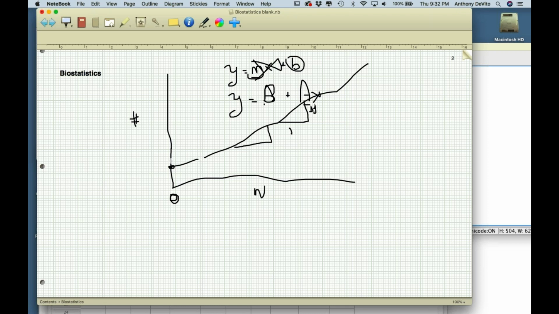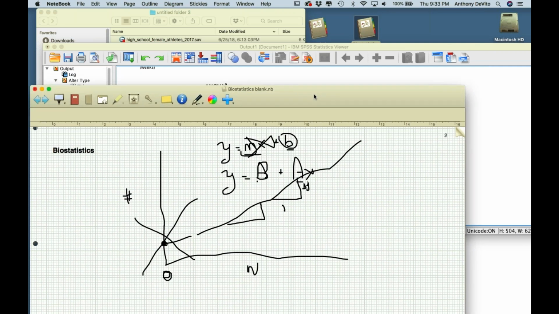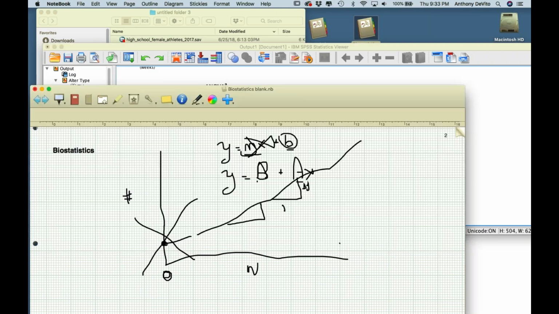So if you know b and you know m, you can draw this line. You know the point where it passes through, and you know its slope, maybe it slopes that way, maybe it slopes that way. If you know its slope, then you can define that line. Those two values define that line. So what are those two values for our analysis? This number, completed weeks of gestation, represents the slope of this line. Okay, 4.8. I'm going to call it 4.8 to make it a little simpler.